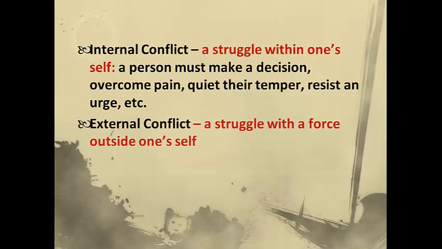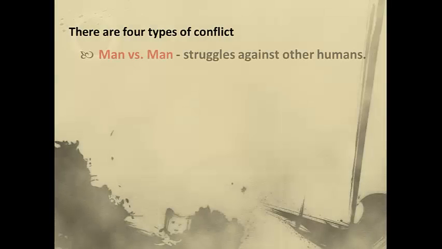External conflicts are conflicts that occur outside of the character's own feelings and emotions. So they're struggling with something outside of them. Now there are different types of external conflict. There are 4 main types. Man versus man. Now ladies, don't get offended. They mean humans versus humans, not male versus male.